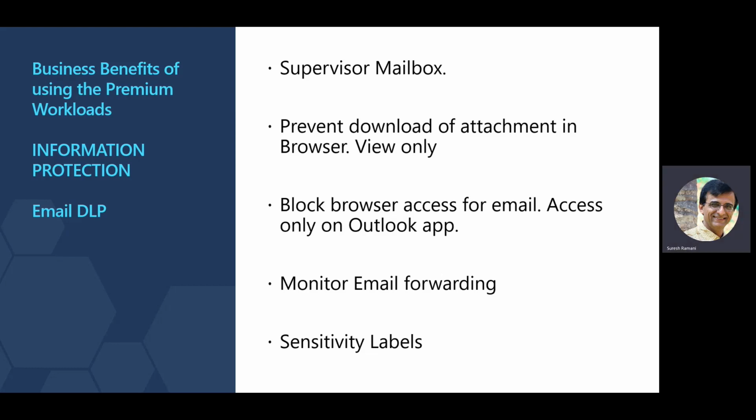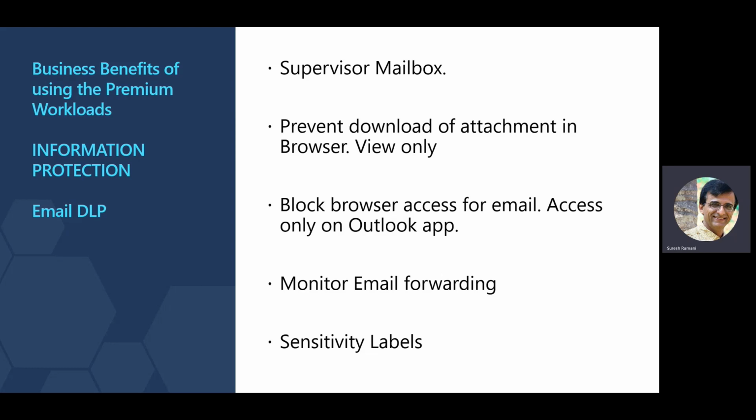Next, block browser access for emails. Access will only be on the Outlook desktop app. Useful in certain high-compliance companies which do not want corporate emails to be accessed outside of office premises. So here one can block browser access, by which users can get email only on a corporate PC on the Outlook desktop app.